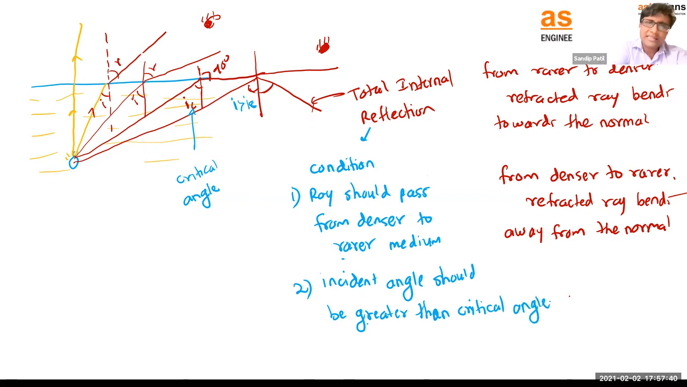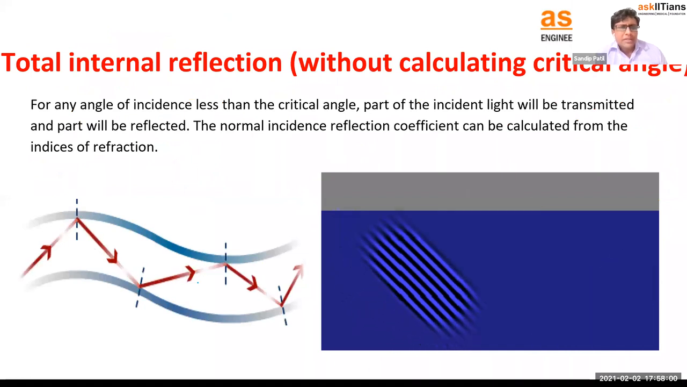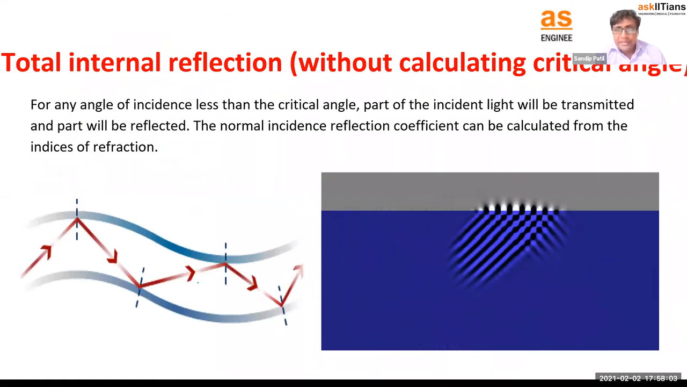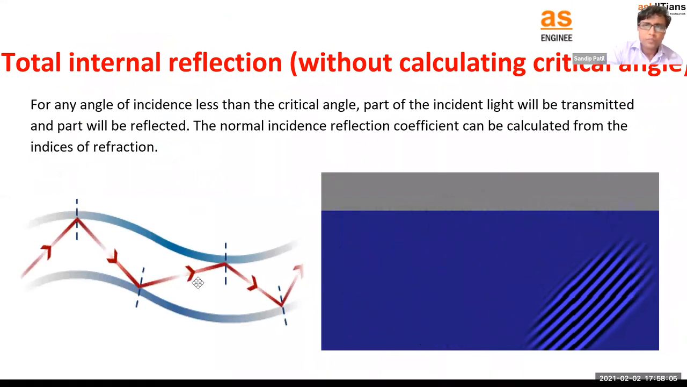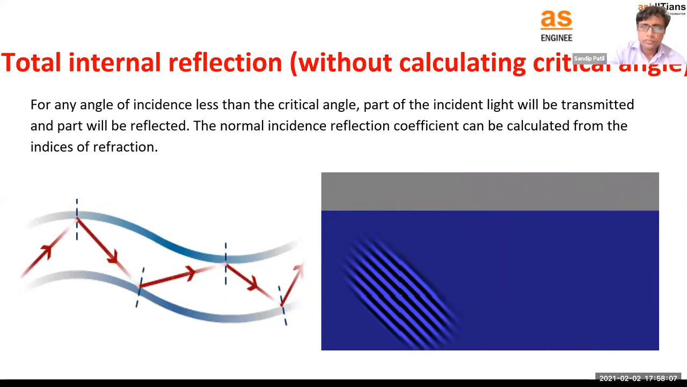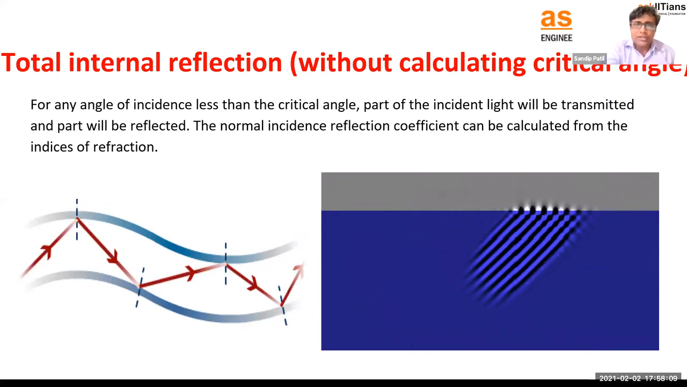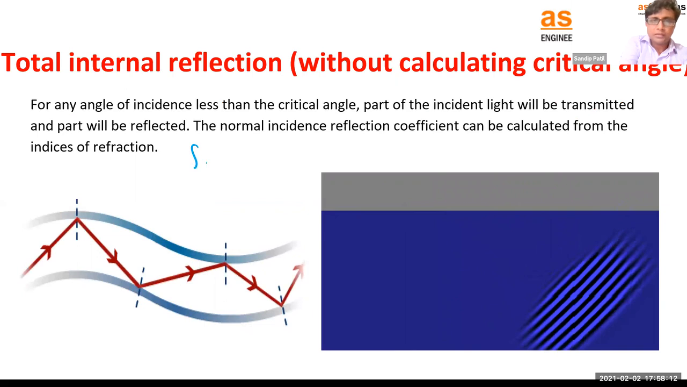If the incident angle is less, obviously we can see the r is outside the denser medium, in the rarer medium. So remember, this should be denser, this should be rarer. These are the conditions which should be met for total internal reflection. So where is total internal reflection used? Those are actually used in fiber optics.